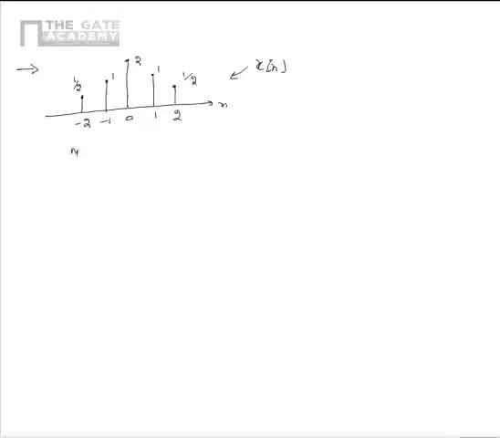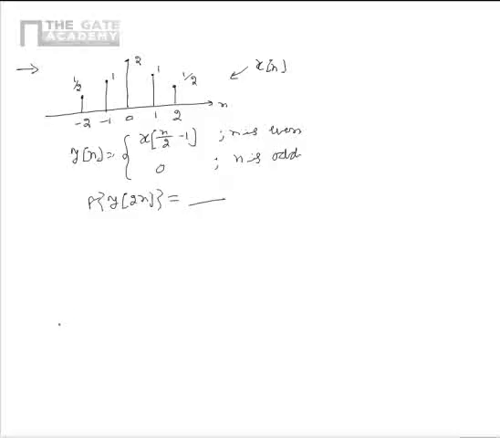It's given that there is a derived version of x of n which is given as y of n is equal to x of n by 2 minus 1 if n is even, 0 if n is odd. So here we have to find the Fourier transform of y of 2n. For finding the Fourier transform of y of 2n, first of all we have to deduce y of n from the given x of n. Then we have to deduce y of 2n. Then we have to deduce the Fourier transform of y of 2n.